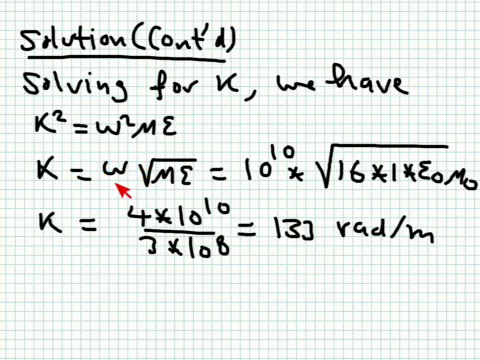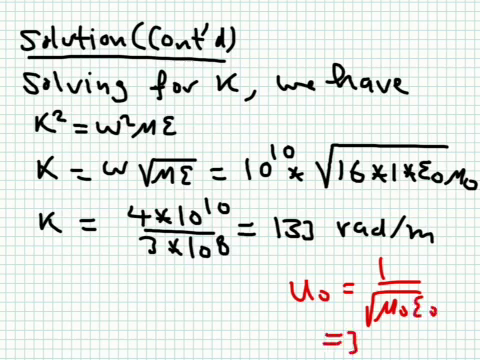We know what omega is. It is the angular frequency 10 to the power 10. We know that epsilon is equal to epsilon naught epsilon r, so equal to 16 epsilon naught. We know that mu is equal to mu naught mu r, and here mu r is 1, so 1 multiplied by mu naught. And 1 over the square root of mu naught epsilon naught, by the way, is a known quantity. This is the velocity of light. We take this one always as 3 times 10 to the power 8 meters per second. This is the velocity of light in free space.